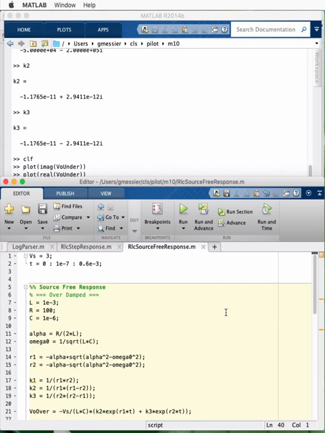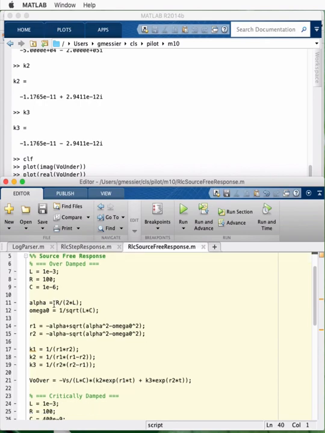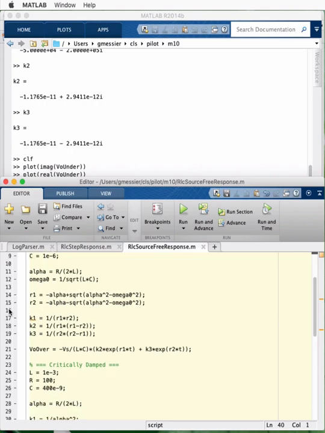Okay, so just looking at the source-free response MATLAB script, we have the overdamped, critically damped, and underdamped cases. The component values are the same as in the step response. The calculation of alpha and omega are the same. The calculation of the roots are the same. The calculation of the k values are the same. The only thing that's different is the expression for the actual output voltages here.